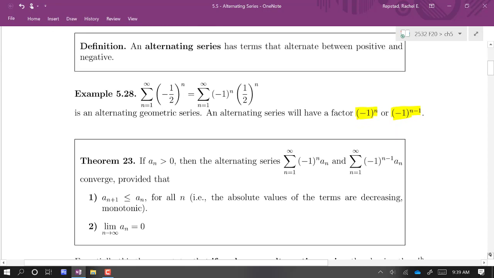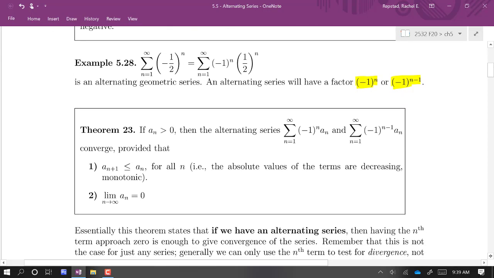If we have an alternating series, our work is a little bit easier in determining convergence. So that's what Theorem 23 says: the alternating series will converge as long as the terms are monotonic decreasing, so they keep getting smaller, and the nth term approaches 0. This is really interesting. Usually we could use the nth term test to determine if a series diverges, but never to see if it converges. And Theorem 23 tells us that if we have an alternating series, all of a sudden the nth term test is now sufficient to show convergence, again with the caveat that we also show that it's monotonic decreasing.